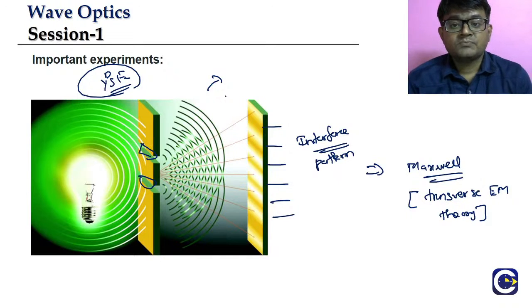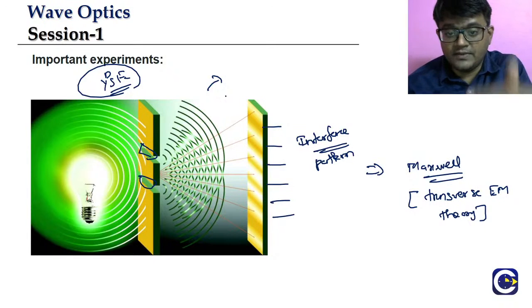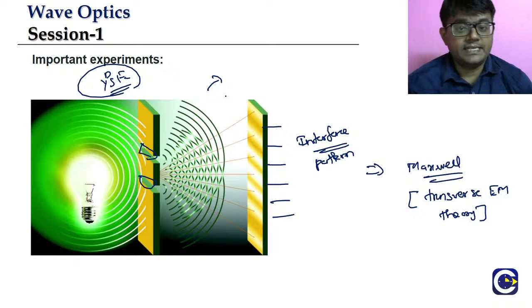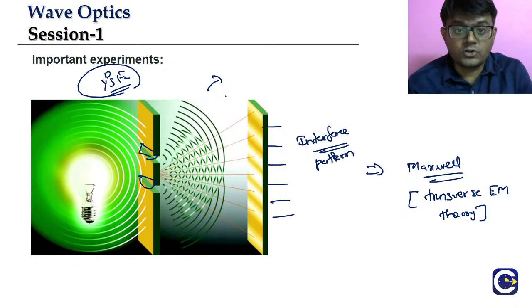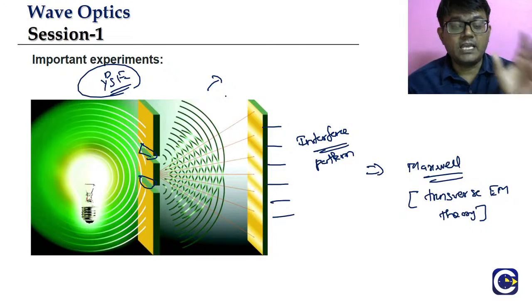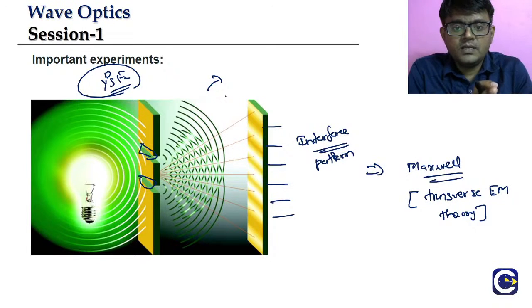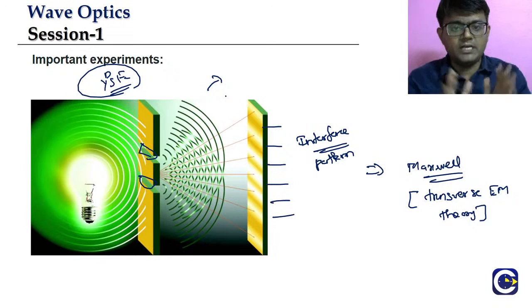Why? Because some experiments demonstrate light to have wave characteristics like interference and diffraction, and some experiments like the photoelectric emission and Compton effect can only be explained when we consider light to have particle nature. We talked about those two phenomena in the modern physics discussion. So this is how things have evolved over a period of time in terms of the understanding of light.